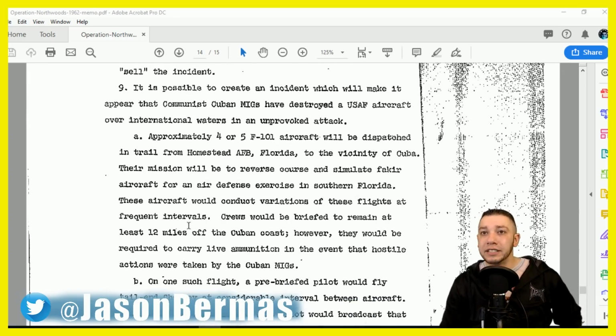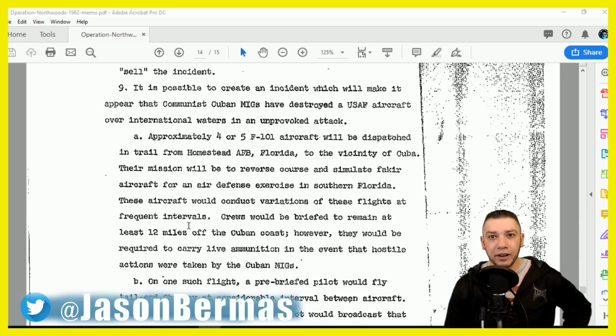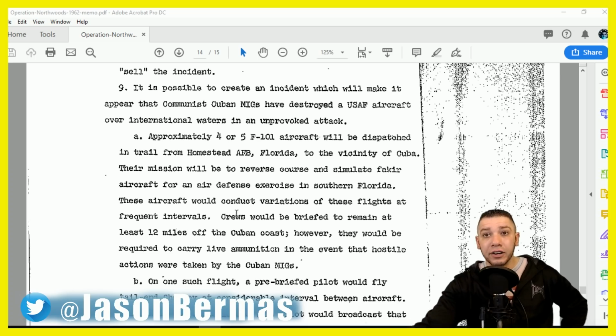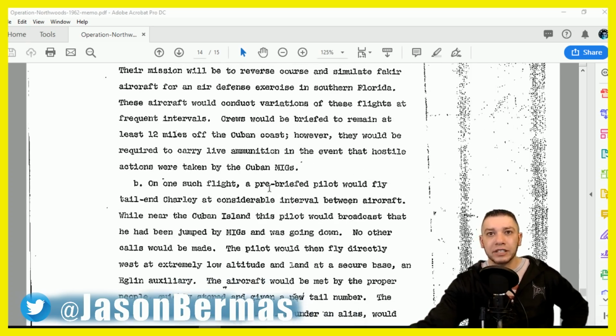9. It is possible to create an incident which will make it appear that communist Cuban MiGs have destroyed a U.S. Air Force aircraft over international waters in an unprovoked attack. So now they're going the military route. A group of Cuban MiGs destroying a U.S. Air Force aircraft. Approximately 4 or 5 F-101 aircraft will be dispatched in trail from Homestead Air Force Base, Florida, to the vicinity of Cuba. Their mission will be to reverse course and simulate fakir aircraft for an air defense exercise. And notice how they're going to be using exercises in southern Florida. These aircraft would conduct variations of these flights at frequent intervals.